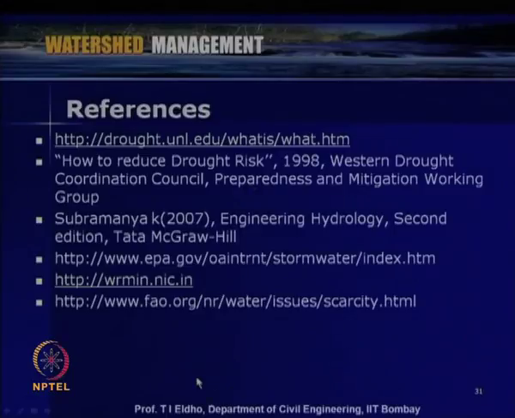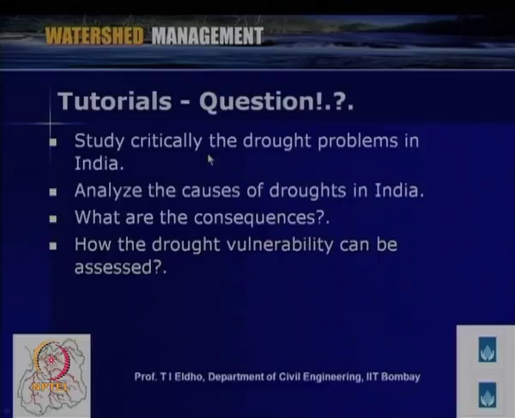Some of the important references used for today's lecture are listed here. Then before closing down, a few questions: study critically the drought problems in India, analyze the causes of droughts in India, what are the consequences of these droughts, and how the drought vulnerability can be assessed. These details you can get from various websites of the Ministry of Water Resources, Environment Ministry, Agriculture Ministry, like that.